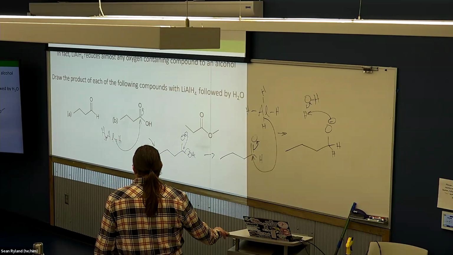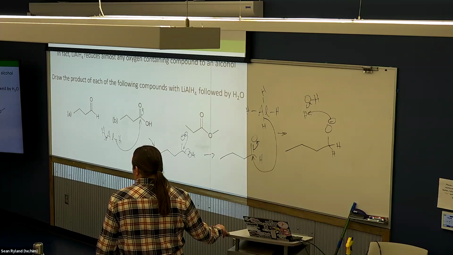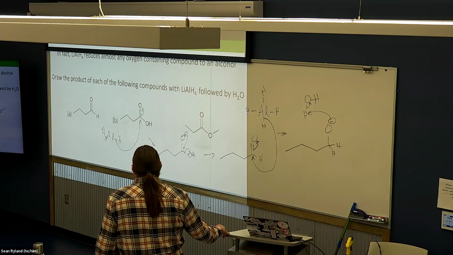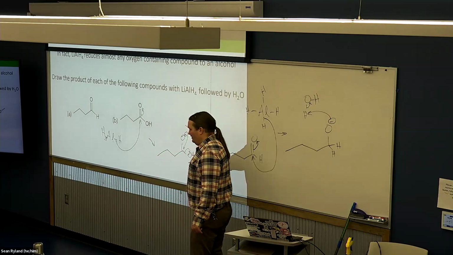How do we feel about that? That's fine. Same mechanism as before with one extra step, which is this one.